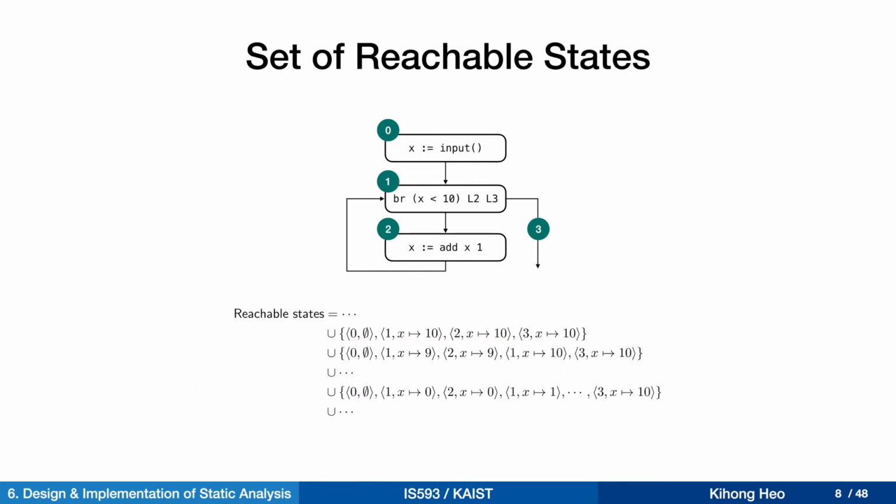So the concrete semantics of this program, which is defined as the set of all reachable states, is defined as follows. For each trace, we ignore all the history of the trace, and we just collect all reachable states. And the final result is the union of all such reachable sets of memory states. This is definitely an infinite set, so it is uncomputable. So we need abstraction.